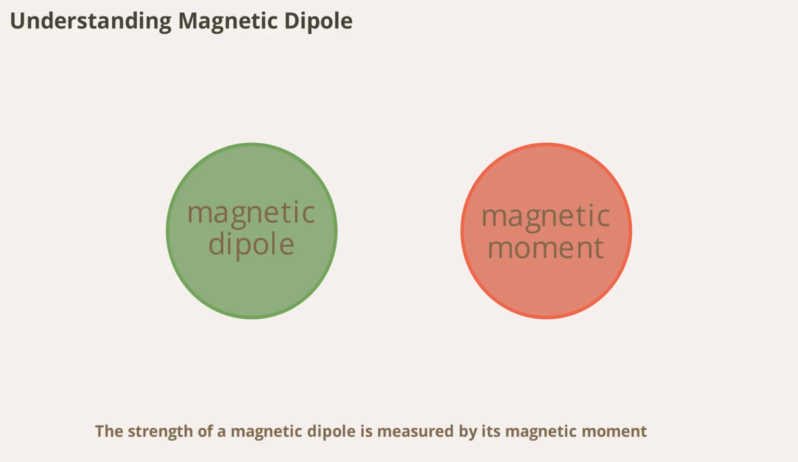The strength of a magnetic dipole is measured by its magnetic moment, which depends on the pole strength and the distance between the poles. Magnetic dipoles are fundamental to understanding how magnets interact with each other and with external magnetic fields. They are also the building blocks for more complex magnetic phenomena in materials and devices.